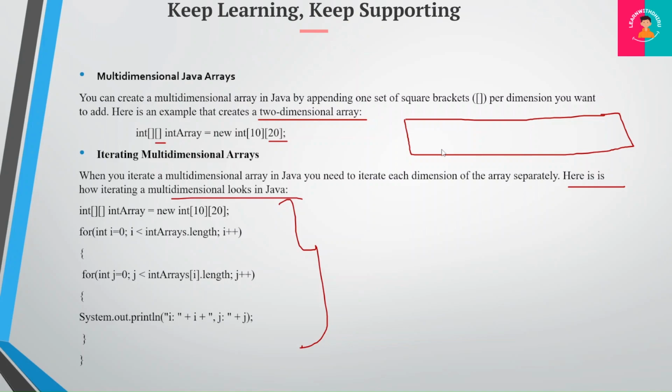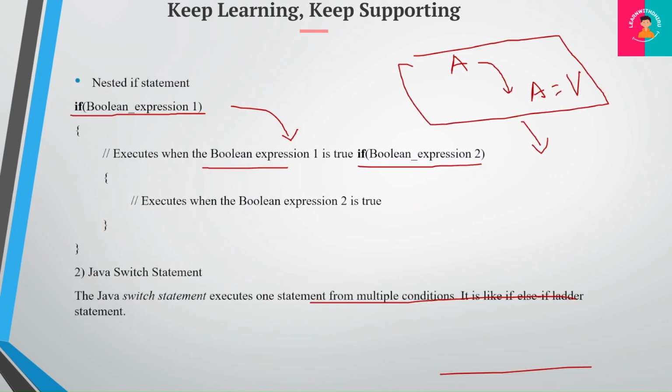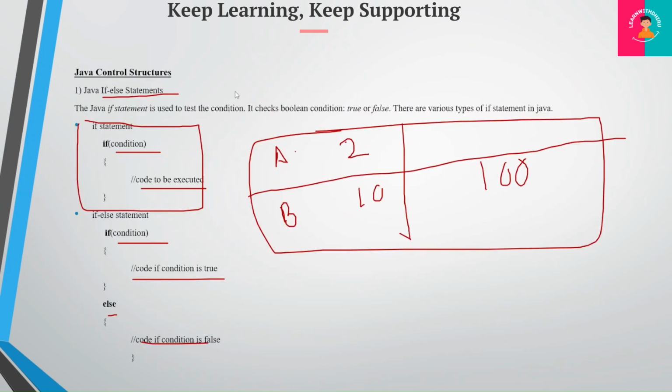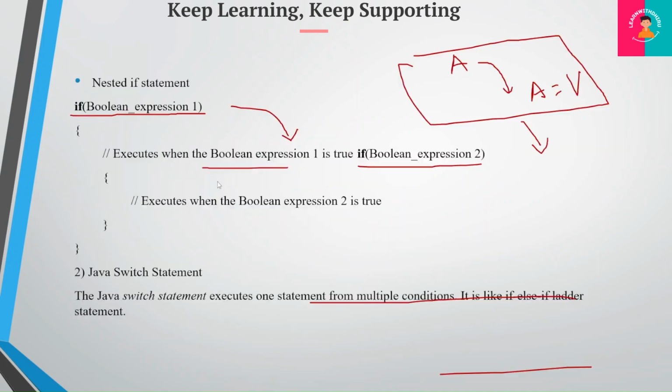This is important: the array with dimensions, then the conditions like if-else, and everything.